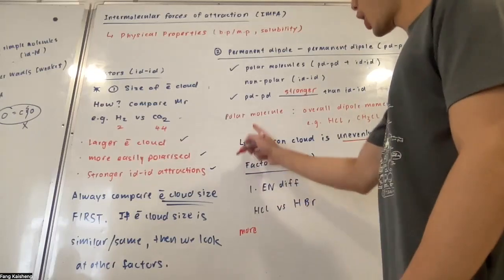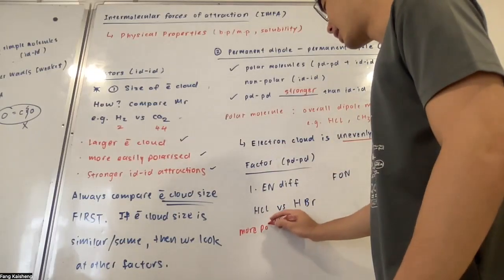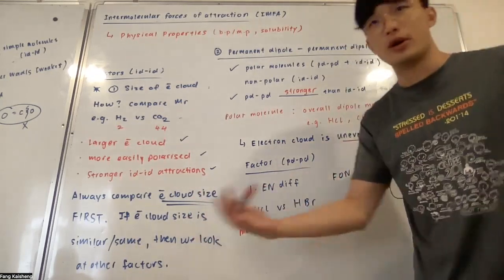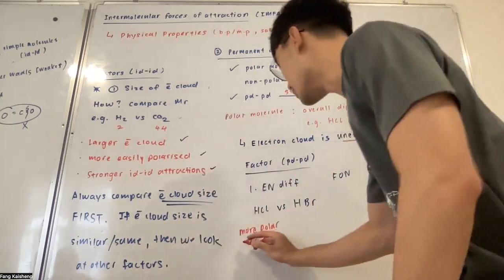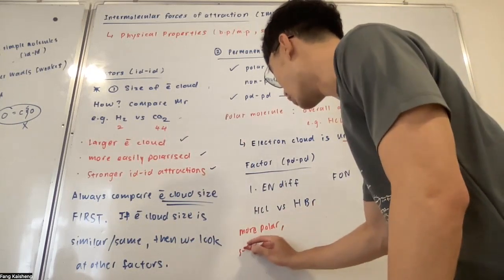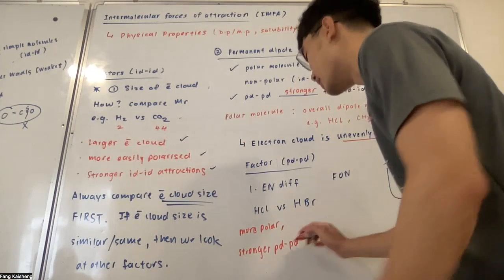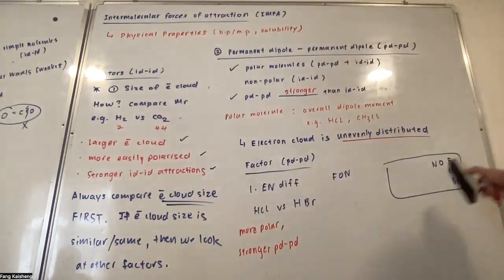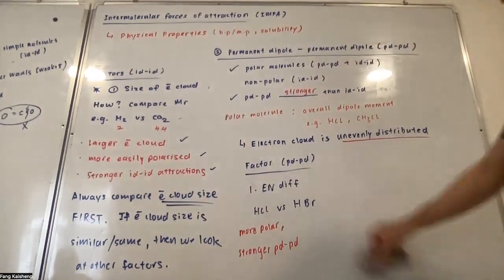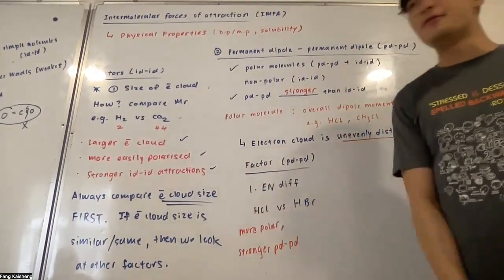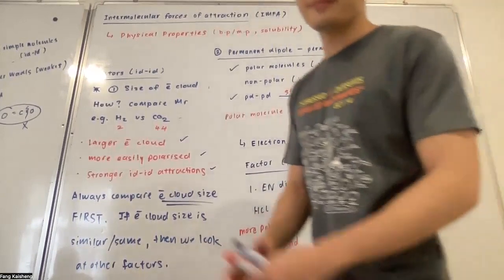So if chlorine is more electronegative, that means the HCl bond is more polar. Now, if you're more polar, that means the PD interactions are going to be stronger, right? It's very intuitive. More polar, stronger PD. And that's literally it, guys. Nothing much for me to discuss here. There are no other factors. It's just like that. I think this is the most intuitive thing you can think of already, right?